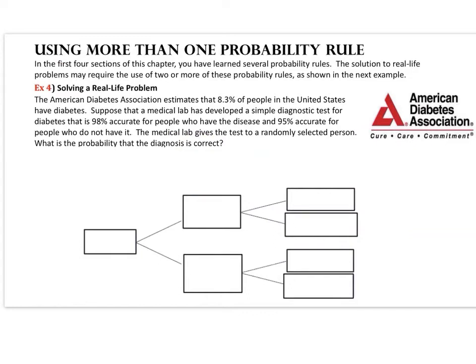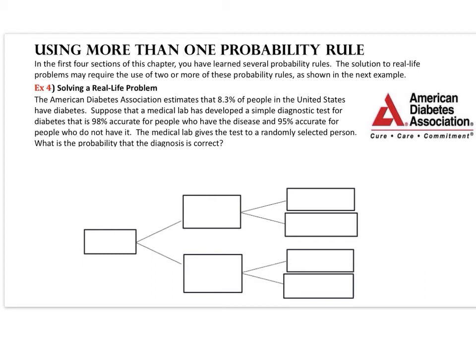All right, our last example, we're going to use more than one probability rule, which is always a possibility. So you've learned about several probability rules. In a real life situation, we could combine any of these rules to help us answer questions about probability and statistics. The American Diabetes Association estimates that 8.3% of people in the United States have diabetes.